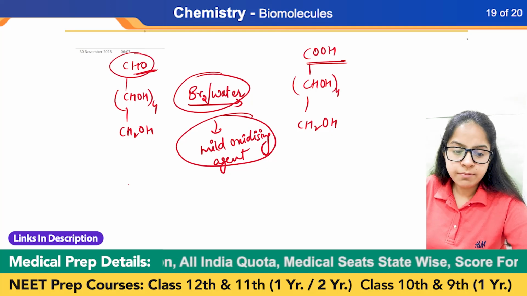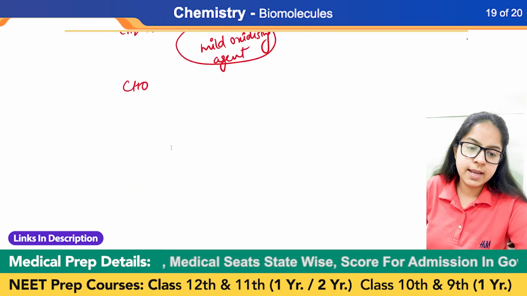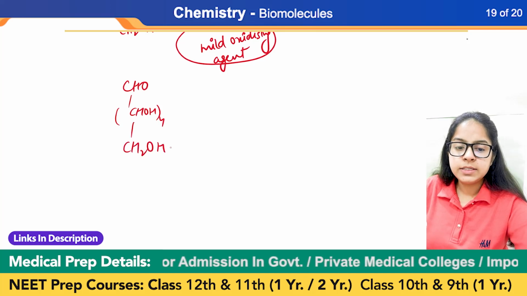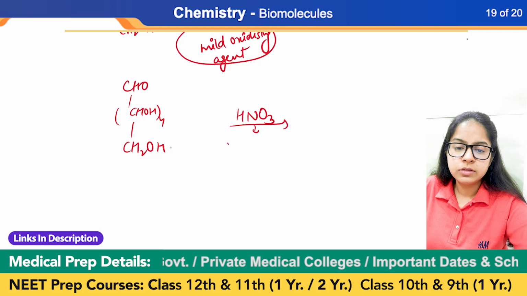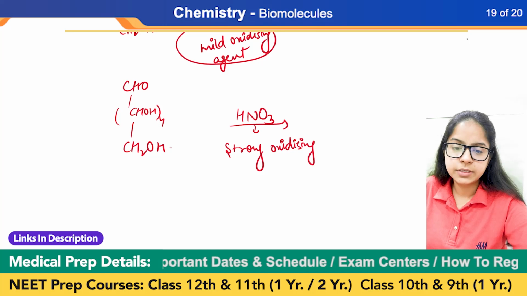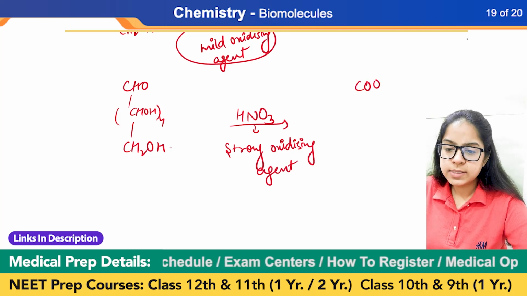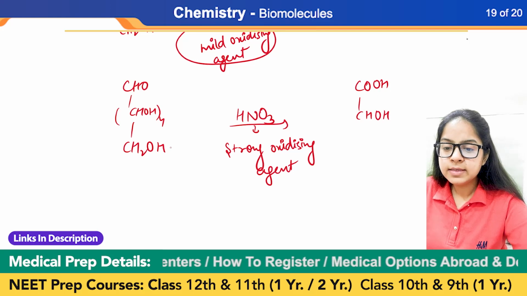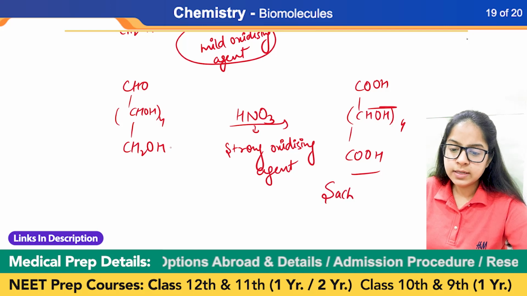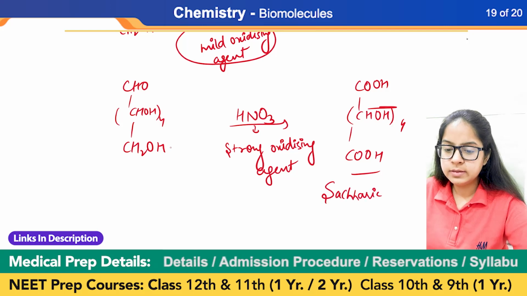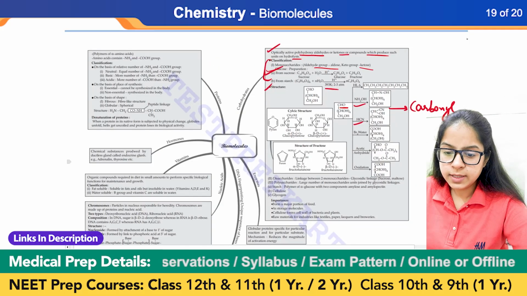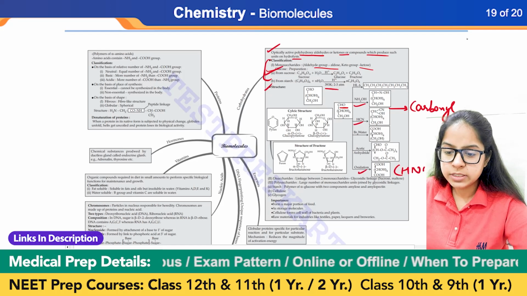After that, if I am using a strong oxidizing agent like HNO3, it will oxidize both the CHO and CH2OH into COOH groups. So this one is saccharic acid. You need to remember the name also for this. This is the oxidation, oxidation means with HNO3.